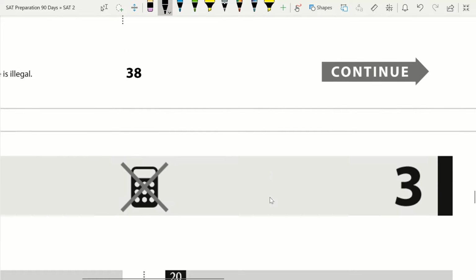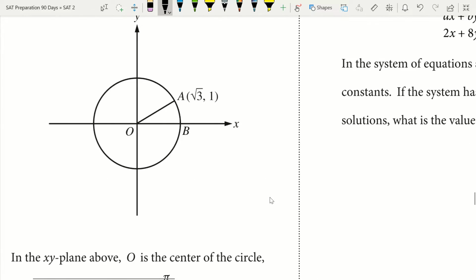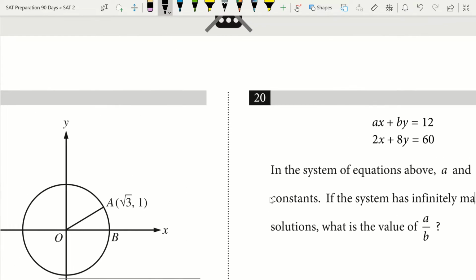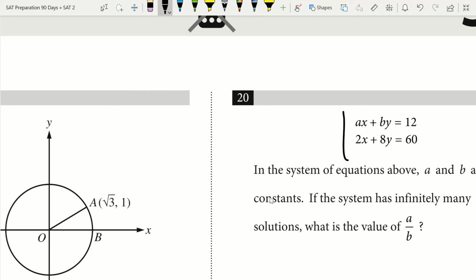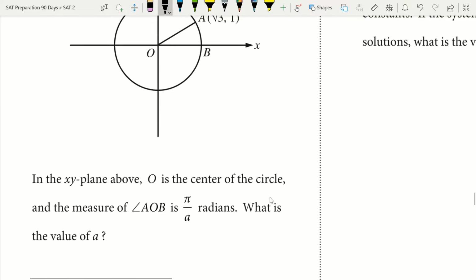Okay, next I've got questions 19 and 20. I'm going to glance at them and see if they're easy. If they are, I'm going to go ahead and solve. That one looks easy. The one on the right also looks easy because it's got that setup where I'm going to be able to add or find the ratio. And this one also looks pretty easy because it's just geometry.